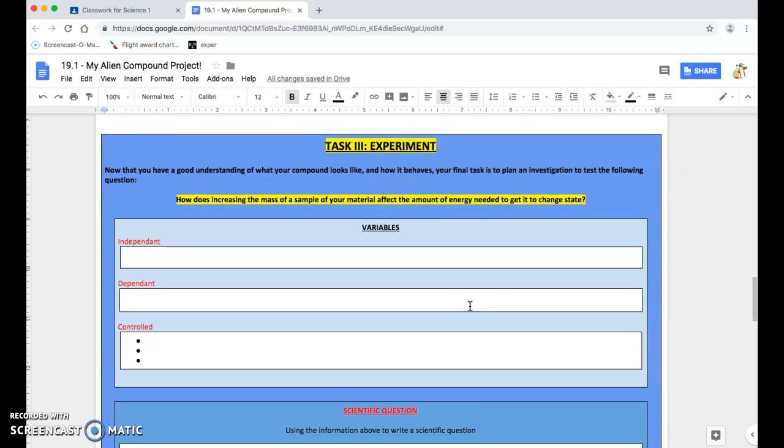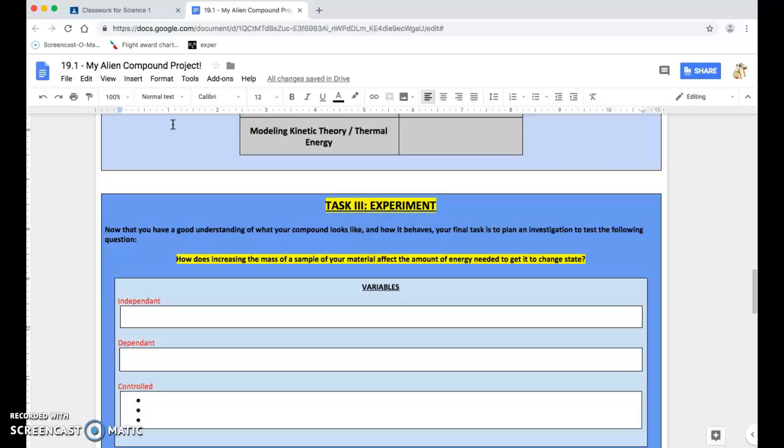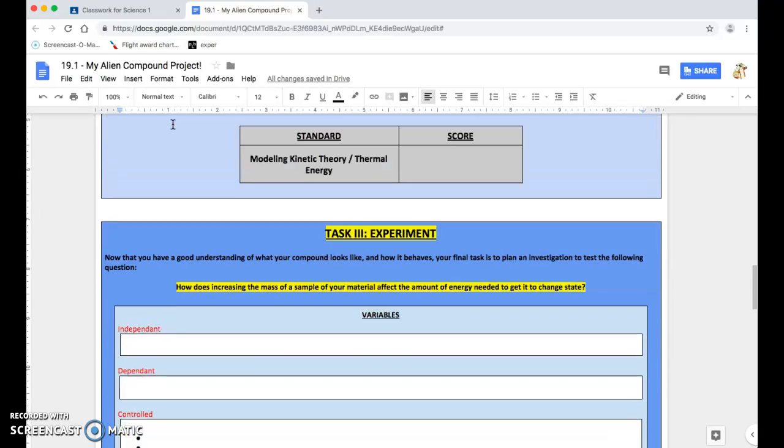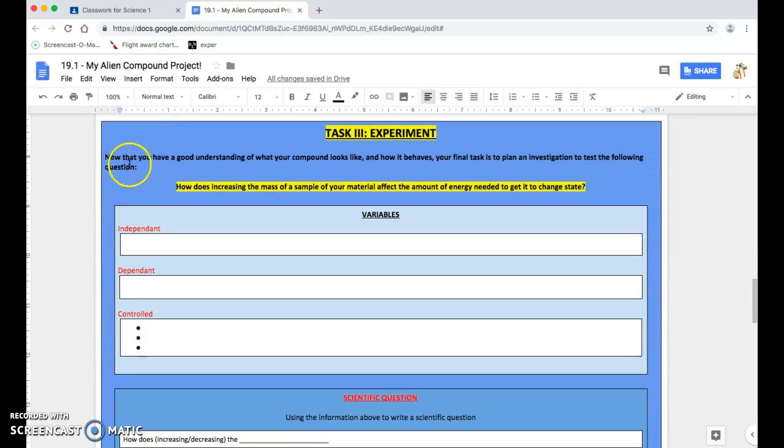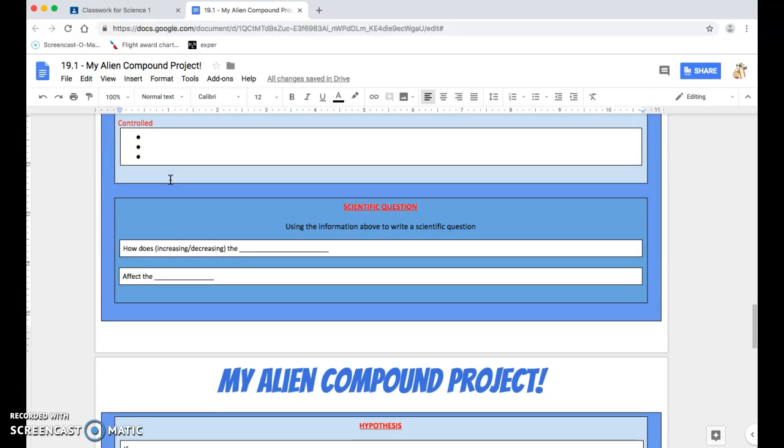Final task then, after you've shown how it changes state, the next question that the scientists want you to answer is, okay, now that you have a good understanding about how the compound looks and how it behaves, now you got to tell us how you would set up the following experiment.